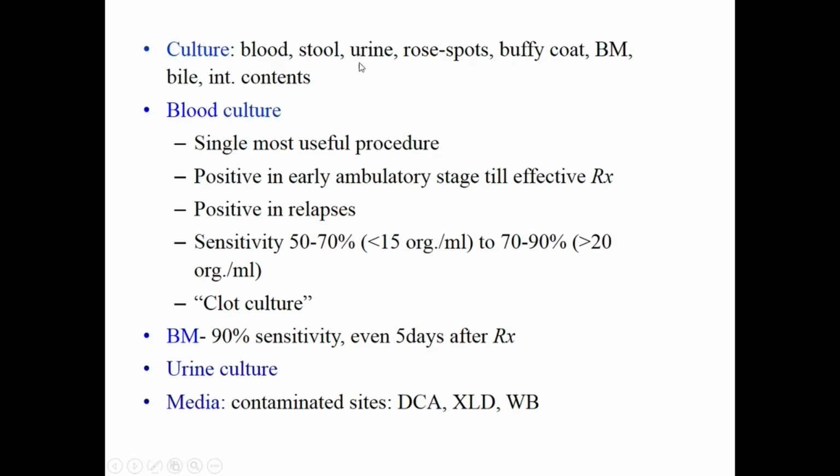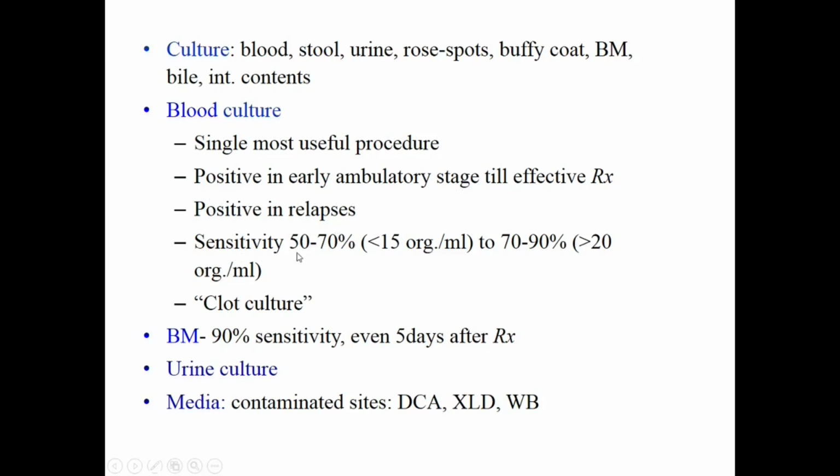And if you have a diagnostic dilemma, your blood sample is not that sensitive, you can always go for a bone marrow aspirate and send that for culture. And this will be positive even after you start antibiotics. Okay, so blood culture is the single most useful procedure. Okay, it's positive in early ambulatory stage till effective treatment. Okay, even in cases of relapse, blood culture is positive.